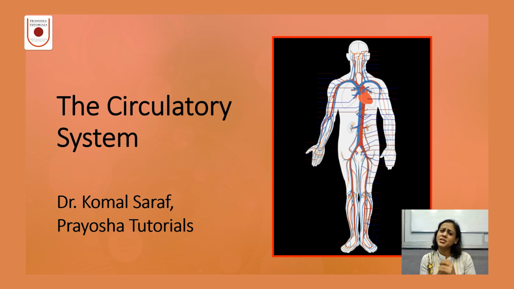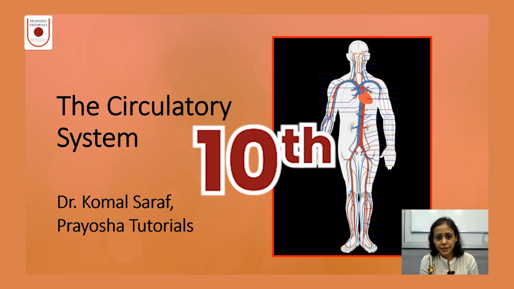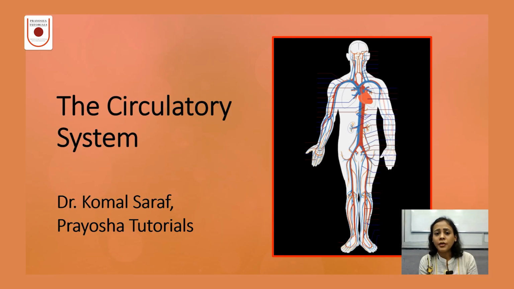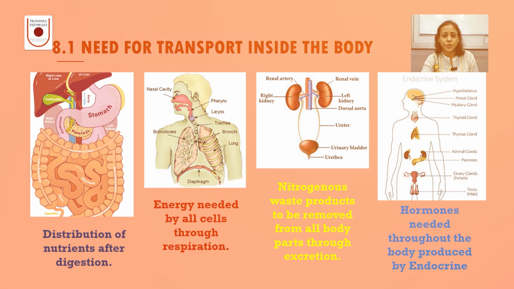Now, the circulatory system is a topic which comes in 6th standard, again in 8th standard, and is again repeated in 10th standard. So I've chosen this topic and I've only taken those parts which are not taught in the lower standards. These are the parts which are only there in 10th standard, the extra parts which are not taught in the lower standards. That is what we are going to see today.